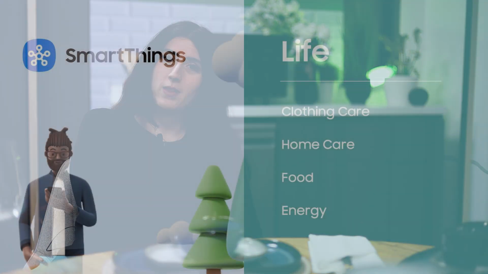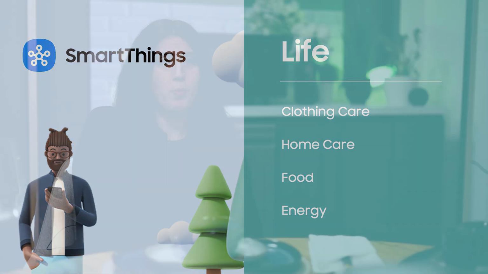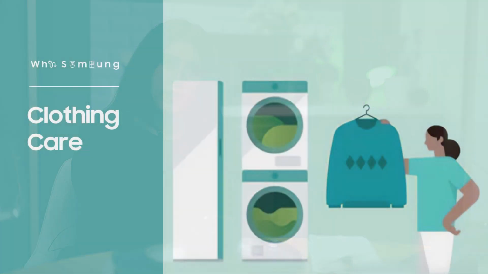So a really nice way to introduce SmartThings and a conversation to start having with customers is all to do with one of our tabs, which we call Life. Now within Life, you'll find clothing care, home care, food and energy as really key topics to talk about with customers. So we'll start off diving deep into them individually, and we'll start off with clothing care.